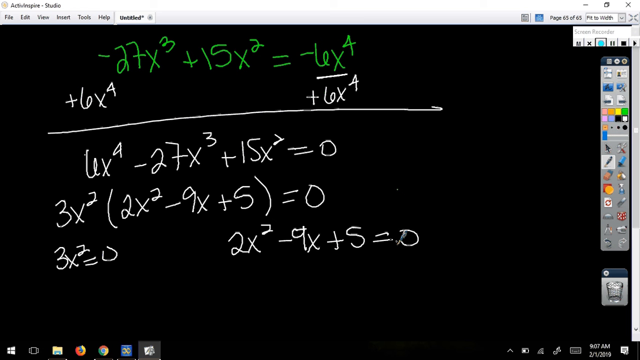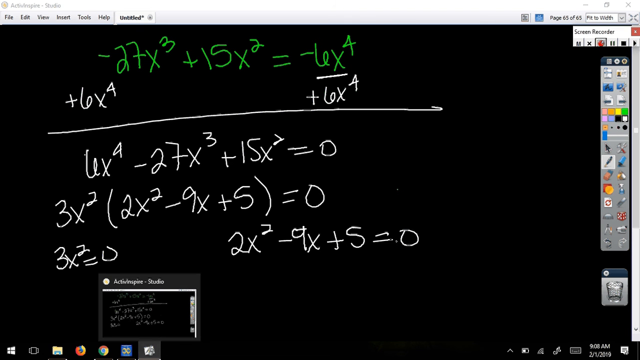CBM. So we're gonna do the quadratic formula? Yes. No, we're doing the quadratic formula.